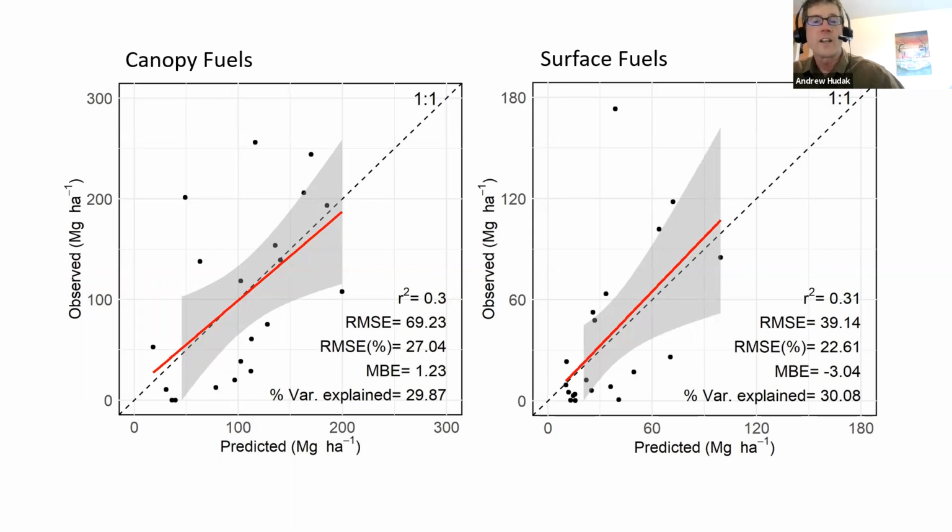And what I like most about these models is there's not much evidence of bias. The red lines of best fit fall close to the 1-to-1 line. And so that's encouraging.